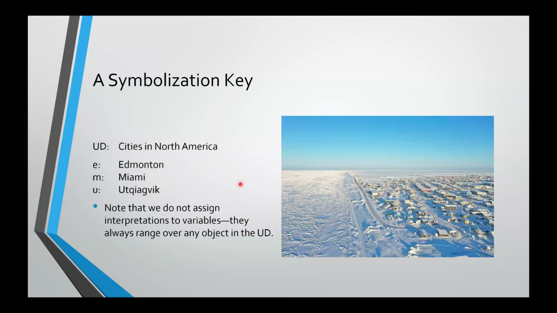Now note that in the symbolization key, we're assigning interpretations to individual constants. We don't assign interpretations to variables. Variables always range over any object in the universe of discourse, right? So you shouldn't have X, Y, W, things like this in your symbolization keys. Those don't get assigned interpretations. They're always ranging over everything in the UD.